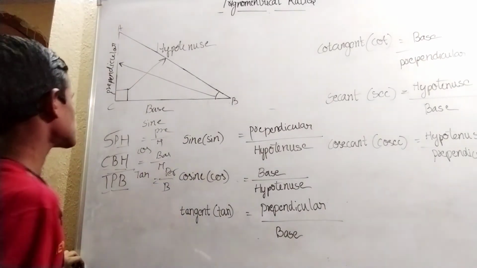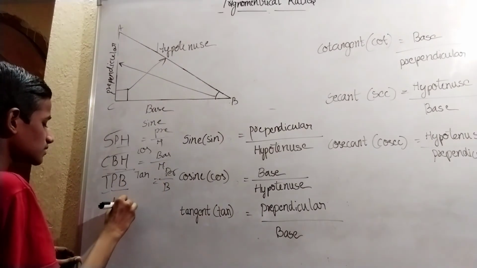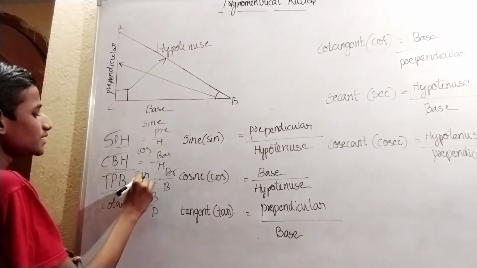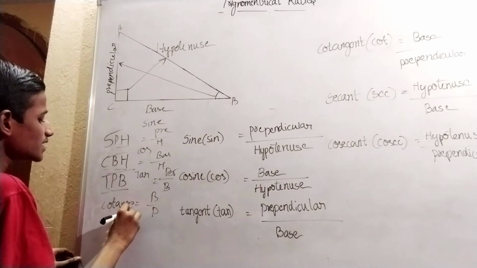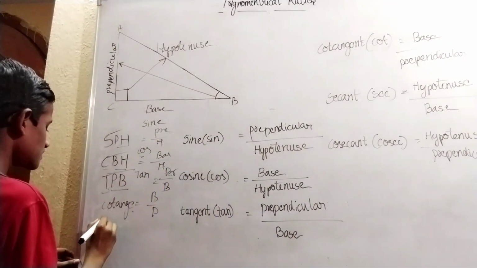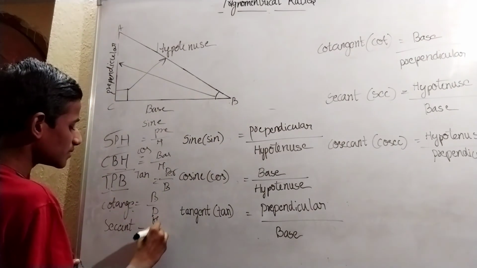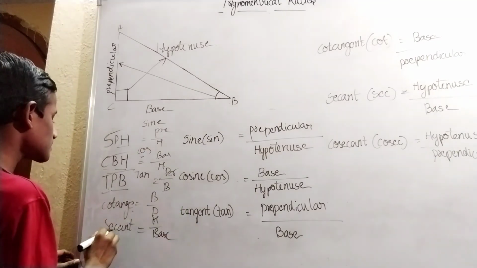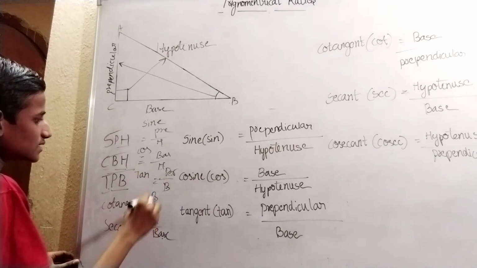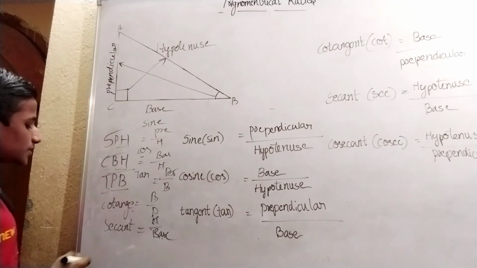The other 3 ratios are reverse to it. Here cotangent is the opposite of tan: base by perpendicular. Here tan equals perpendicular by base. Here cotangent means base by perpendicular. Here secant is hypotenuse by base. We know that secant means hypotenuse by base. Here cos means base by hypotenuse. Reverse to it: hypotenuse by base, base by hypotenuse.